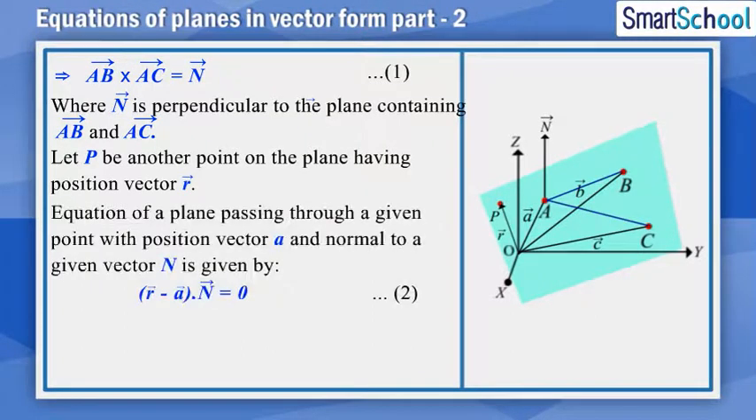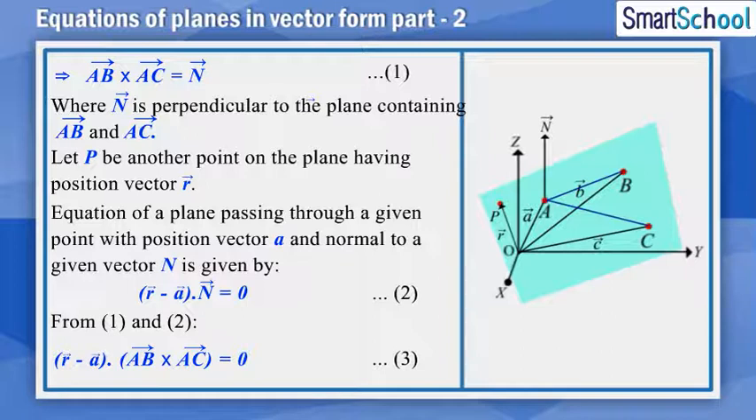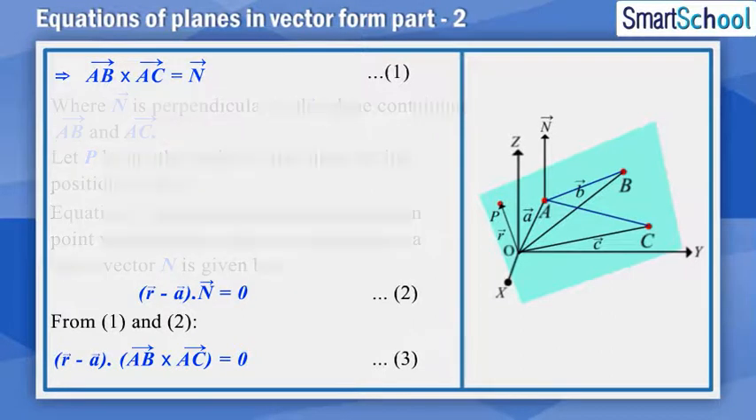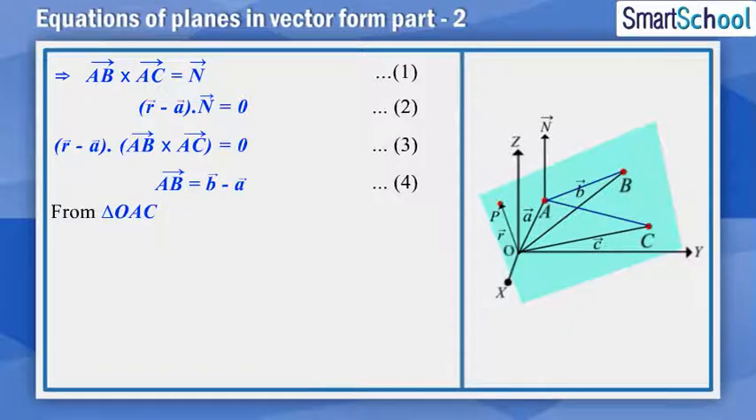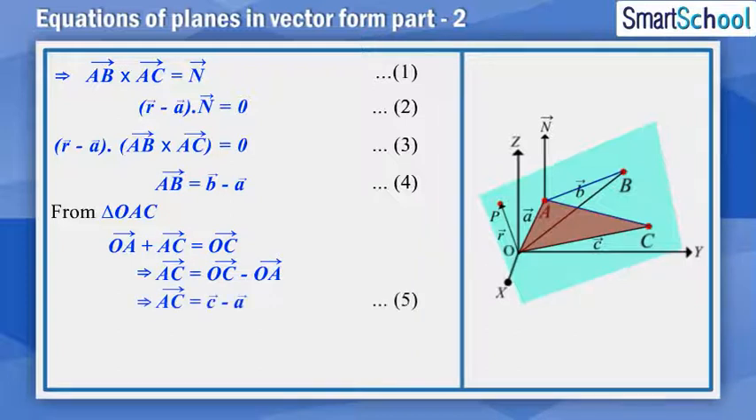We already know that the equation of a plane passing through a given point with position vector A and normal to a given vector n is given by equation 2. Substituting the value of vector n from equation 1 in equation 2, we get equation 3. Applying the triangle law of vector addition to triangle OAB and rearranging the result, we get equation 4. Similarly, applying the triangle law of vector addition to triangle OAC and rearranging the result, we get equation 5.